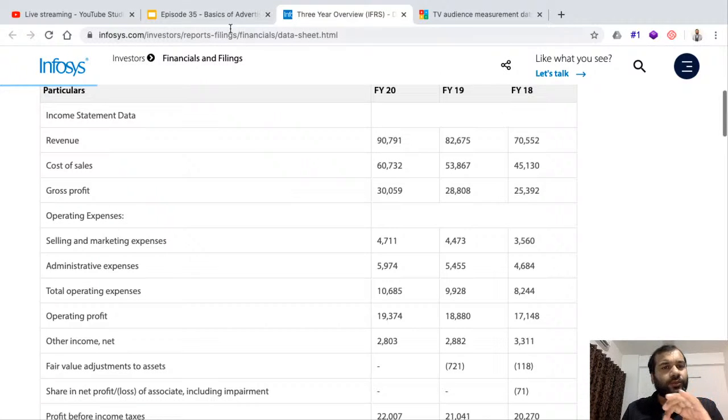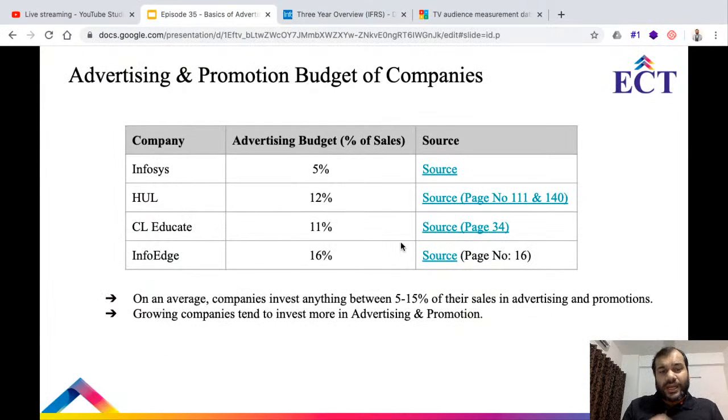Similarly, you will find annual reports of all the listed companies, right? And you can go and check how much they invest, how much they spend, where, and overall knowledge about the industry. So this is one useful resource where you can learn more about any particular industry. That means on average, companies invest anything between 5 to 15% of their sales in advertising and promotion.